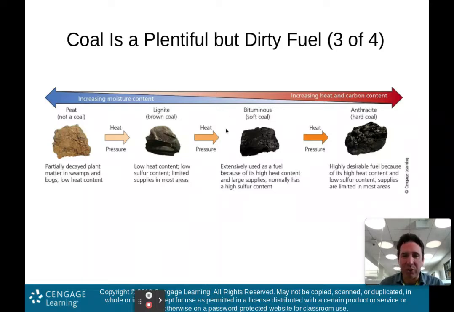So what do we have the most of? We have the most of this soft coal known as bituminous coal, but again, very, very dirty, as it has a high sulfur content and a high content of some of those other trace toxic chemicals as well. All right. So again, here are the different types of coal.